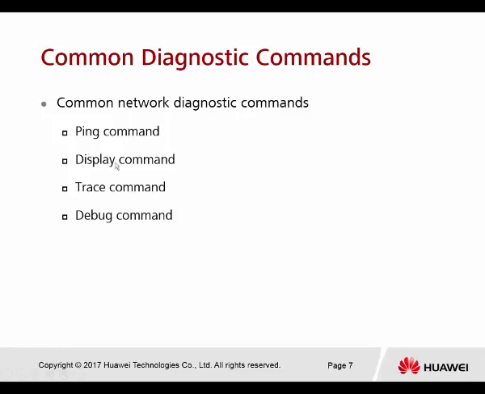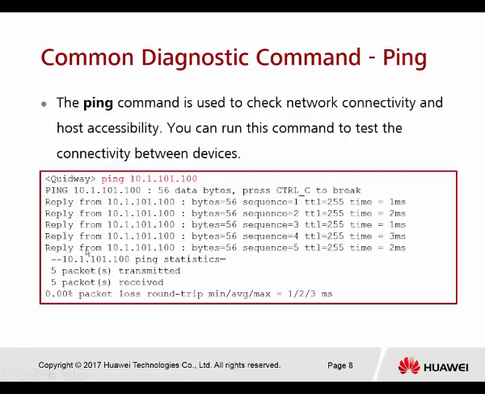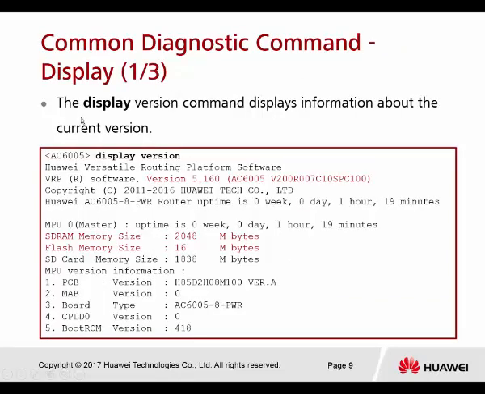Display commands to check some of the parameter configuration, and the trace and debug commands. We can use the ping command to check the connectivity between the host, gateway, AP, and also the AC. And we can also use the display command to check your current version. Is the version of my AC or the AP mismatched? This is a reason that causes the AC to be unable to form the CAPWAP tunnel with the AP.